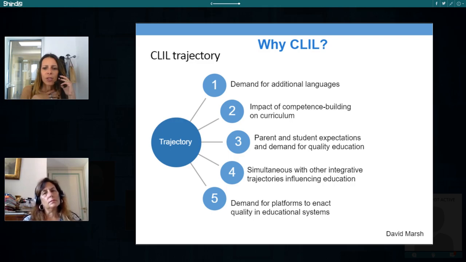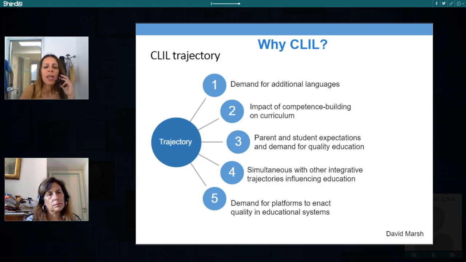So we were talking about Marsh, the inventor of the CLIL acronym. And here it talks about the CLIL trajectory for the future development, and CLIL can give the answer to a lot of questions, like the demand for additional languages. We have a lot of families and parents pushing towards additional languages in the school curriculum, of course.